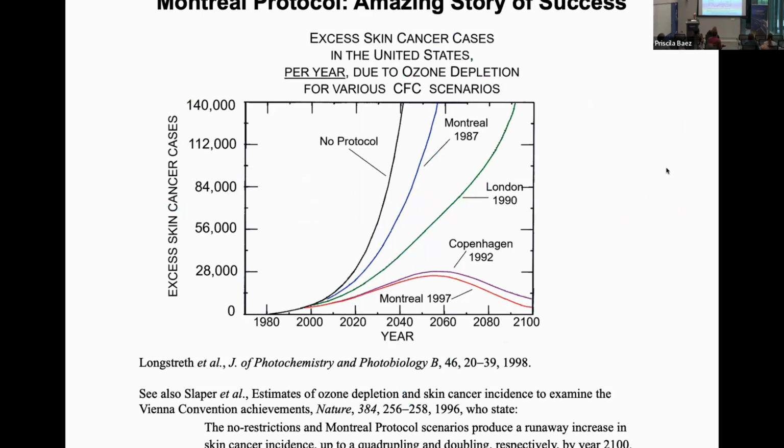Here's another giant success. This is the number of skin cancer cases. This is just for the US, and I'm trying to put together a paper. This is my next huge collaborative project, to do this for the whole world and get ready for the next assessment. Once our BAMS paper is submitted, I'm going to start action on that. Okay, so we've saved a huge amount of skin cancer.